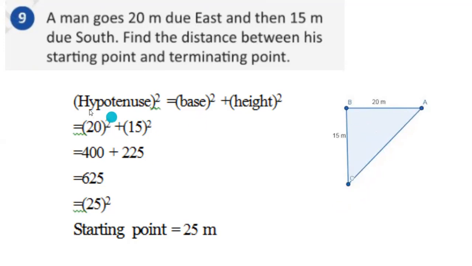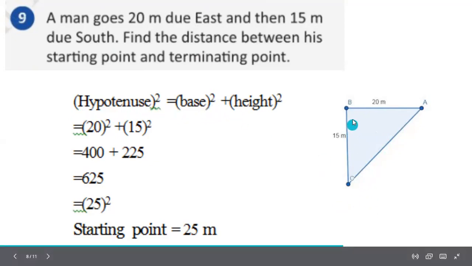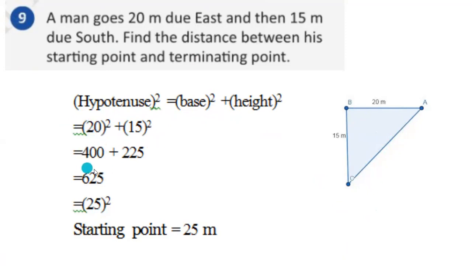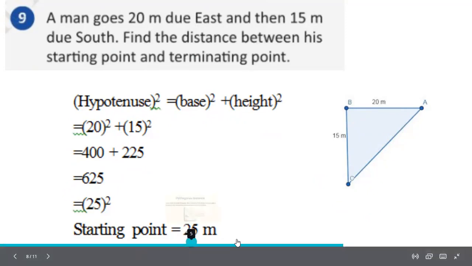Based on the Pythagoras theorem, the hypotenuse squared is equal to base squared plus height squared. So 20 squared plus 15 squared: 20 squared is 400, plus 15 into 15 is 225. When we add, we get 625. 625 can be written as 25 into 25. So the distance between the starting point and the terminating point is 25 meters.